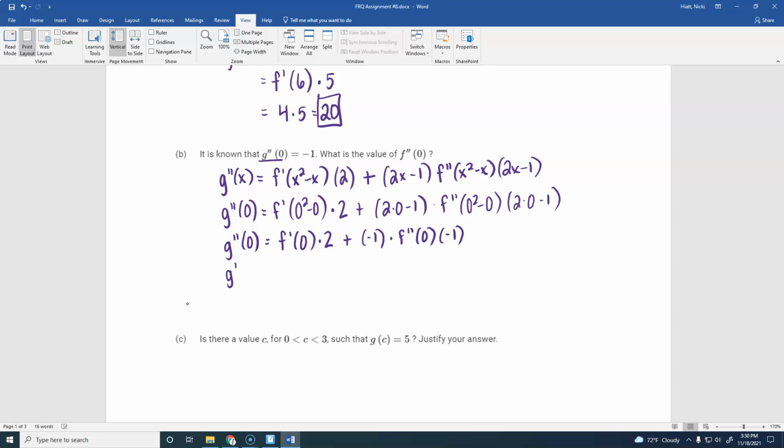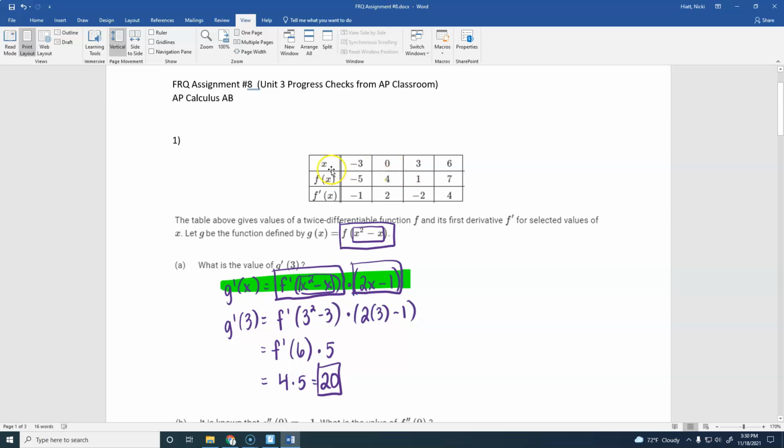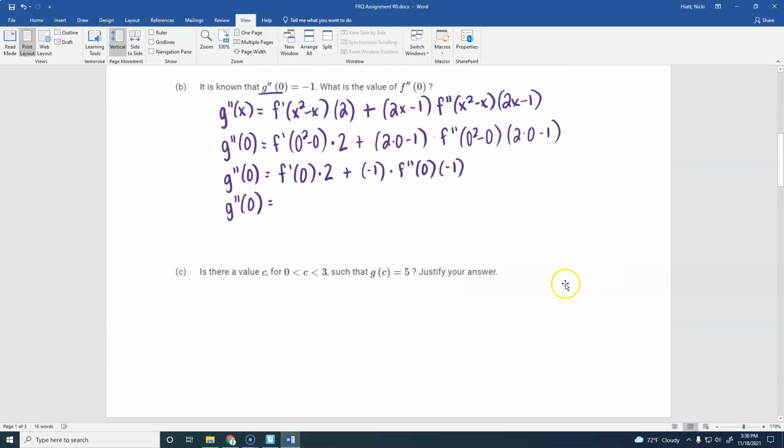So this ends up being here. F prime of 0 we can find from the table. F prime of 0 up here, 0, F prime is going to be 2. So we got 2 times 2. This negative 1 times this negative 1 over here is going to just equal positive 1. So we just got a plus F double prime of 0. So we've got it down to G double prime of 0 equals 4 plus F double prime of 0.